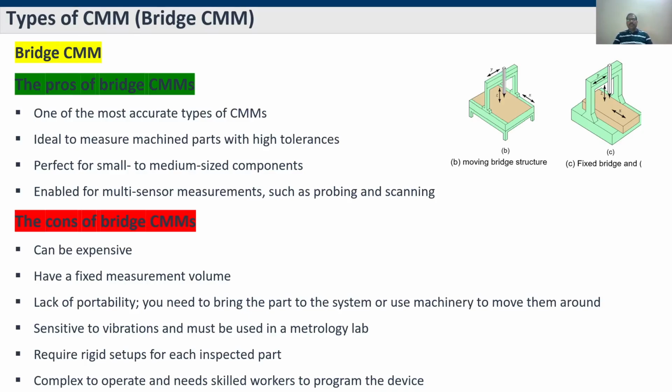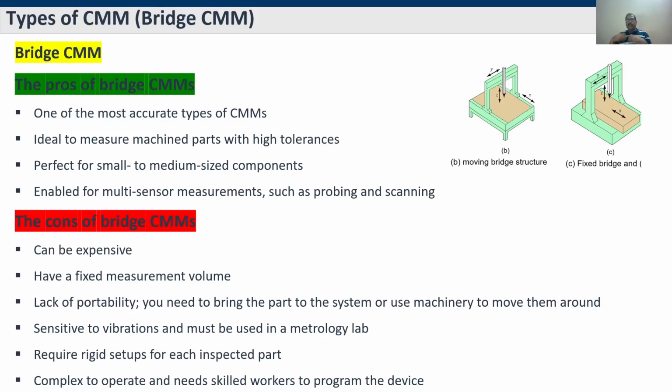What are the disadvantages? Basically expensive, and it has a fixed measurement volume because the structure and dimensions are fixed. You lack portability. You need to bring the part to the system or use machinery to move them around. You have to bring the component which needs to be measured, evaluated or tested with the CMM.